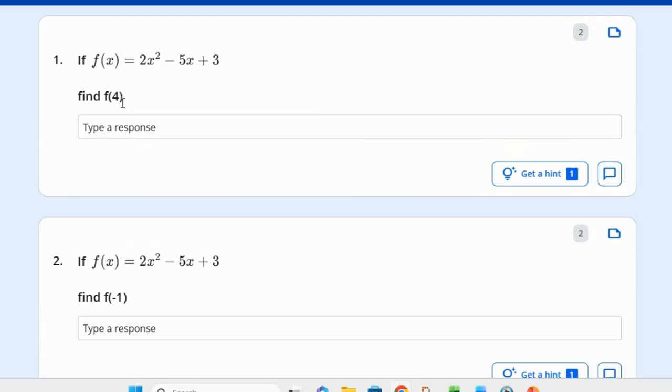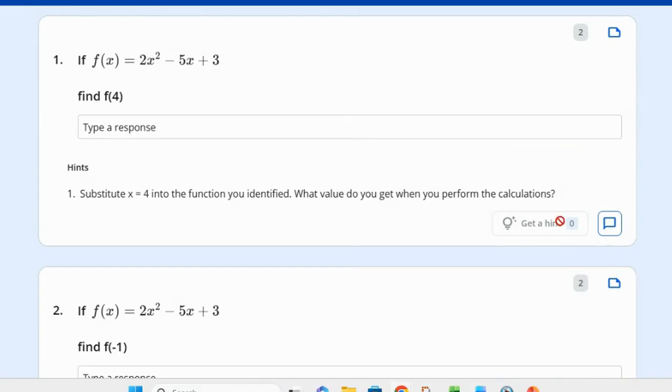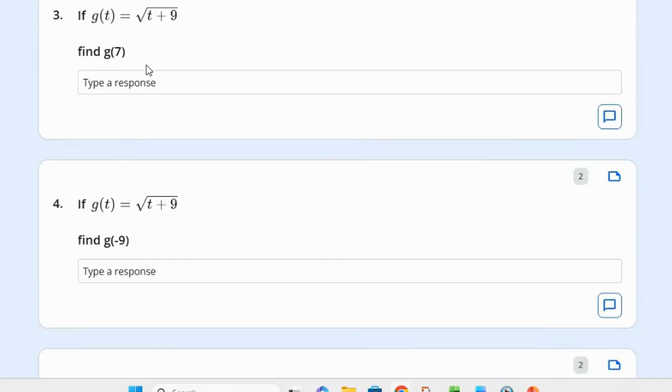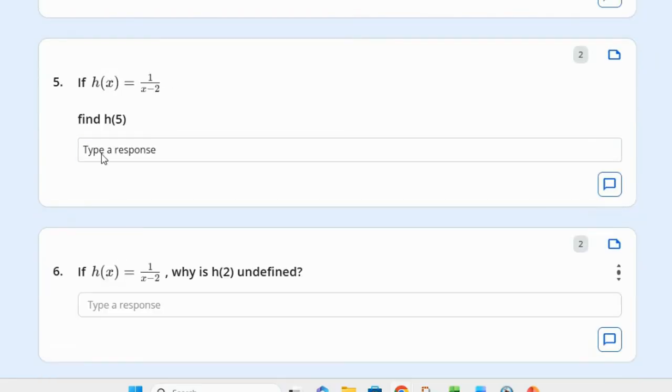Find f of 4. We went over what f of 4 means, right? You go in here and f of x, but we're taking the x out and putting in the 4. So solve that. You should come up with just a number, when you take 2 times 4 squared minus 5 times 4 plus 3. It does have a hint you can get. Then f of -1, g of 7, g of -9, h of 5. So there's several of those.